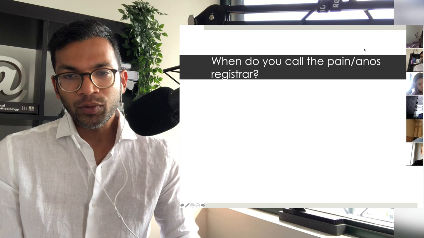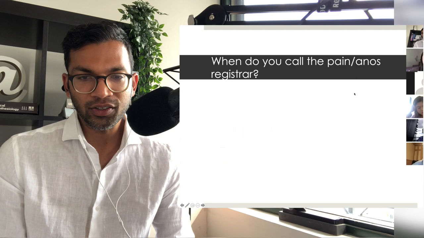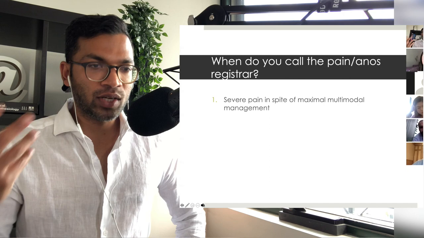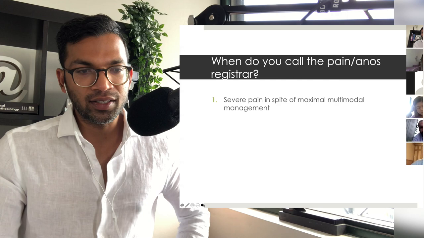The real question is, when you're an intern or resident, when do you call the pain registrar? I think that's one of the hardest things to know. So here are a couple of easy rules. You've started them on your usual multimodal analgesia. You've started some endone. You've increased your endone. You've got everything charted and it's been given as well. You've checked the notes, everything's been given by the nurse, and there's still excruciating pain. Then you call the anaesthetist or the pain registrar.